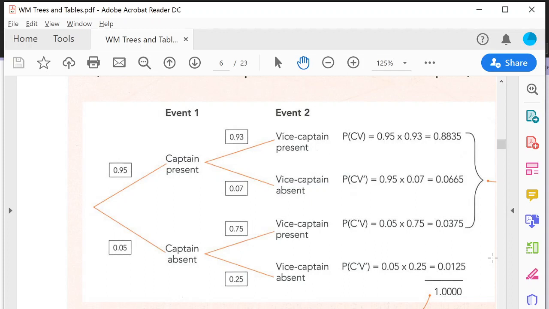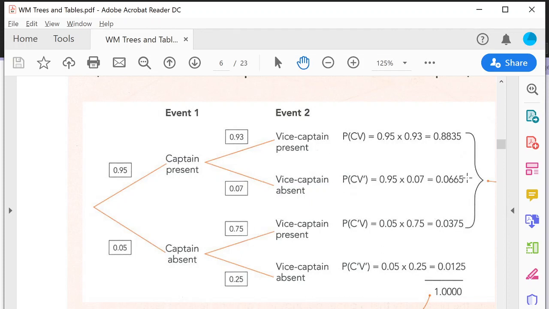It could be the first line, and it could also be the third line. So 0.8835 and 0.0375. Okay, now let me ask you, is this one possible? Yes, because the captain is present. So you see, you have to be careful and think about it. Remember, in the wording, it says or. It doesn't literally say or, but we can summarize it as or.